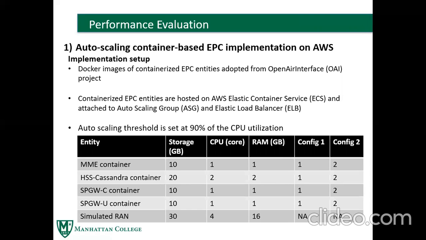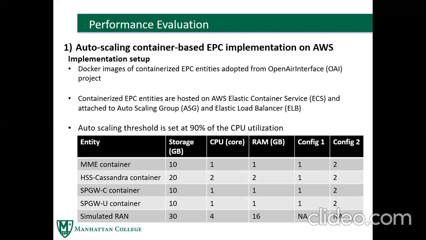As you can see, the table in this slide presents the allocated resources and the configuration settings of our implementation. For example, the MME container is allocated 10 gigabytes of storage, 1 CPU core, and 1 gigabyte of RAM. For the configuration settings, 1 MME container is deployed in configuration 1, and 2 MME containers are deployed in configuration 2. An important thing to notice is the auto-scaling threshold.